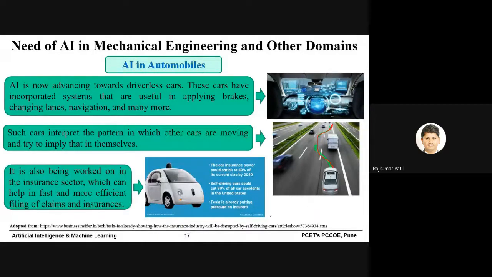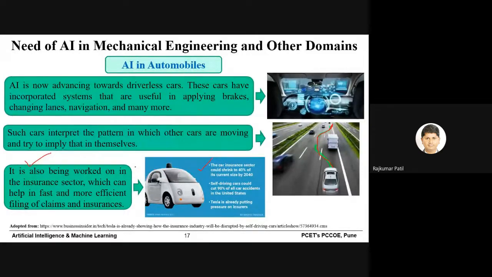Again, one very interesting thing I would like to tell you here is that we are expecting a trend of autonomous cars, which will reduce a lot of accidents, and the probability of accidents will go down. That will be the future, and at this point of time we cannot predict it. It is expected that the car insurance sector could shrink to 40% of its current size by 2040.